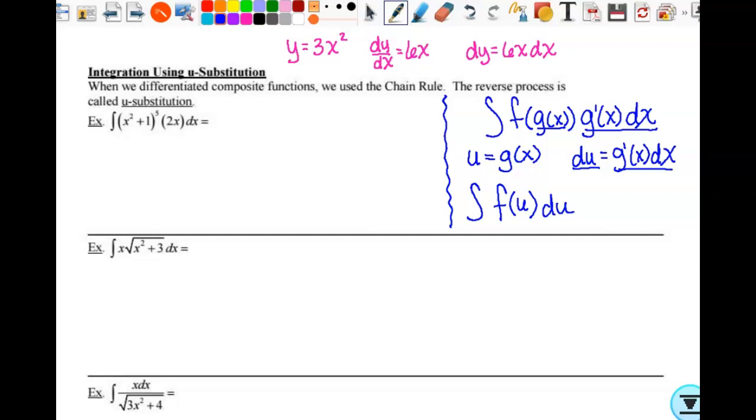All right, so let's do one of these. You have to decide where your inside function is. Technically this is kind of an inside function, but really this function to the 5th power is a function inside of a function. This is going to be my inside part. I'm going to choose that for u. So u is equal to x squared plus 1. Then I'm going to take the derivative, so du equals 2x dx.